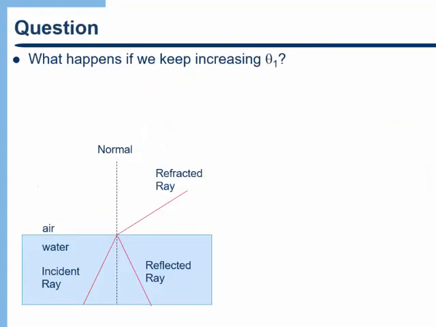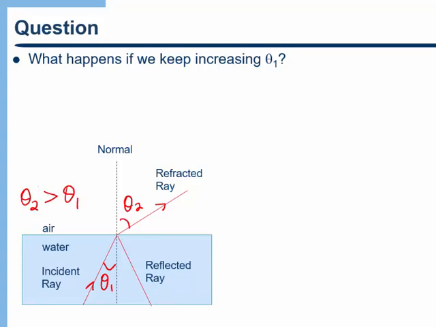Let's look at it conceptually in this way. Imagine that my light is originating in the water and coming out into the air. So this is theta 1, and this is theta 2. Well, we know already that in this case where we're going from a higher index of refraction to a lower index of refraction, the light bends away from the normal. In other words, theta 2 is greater than theta 1.